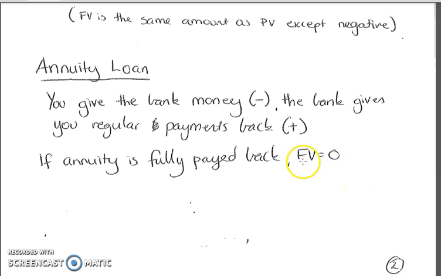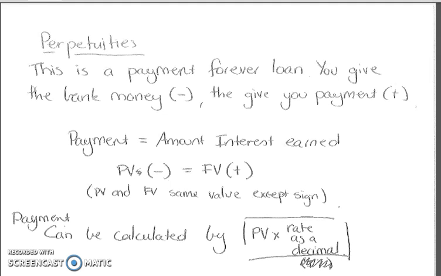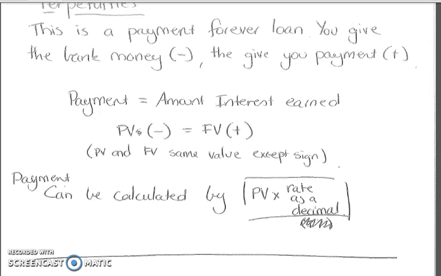So the difference between annuity and a perpetuity is that you give the bank money, again, the bank gives you money back, which is positive. However, with this one, your PV is negative and your final value is positive. This one is forever. So this one, your FV won't be 0.